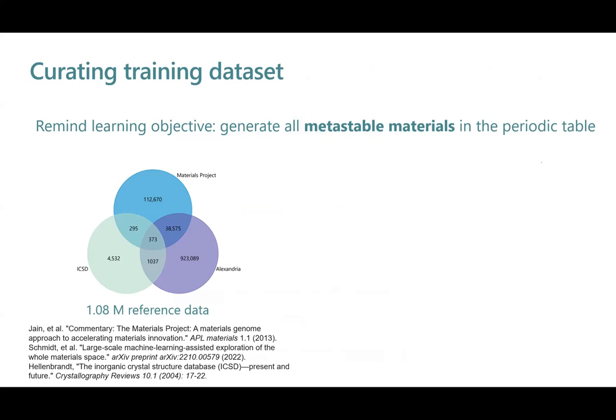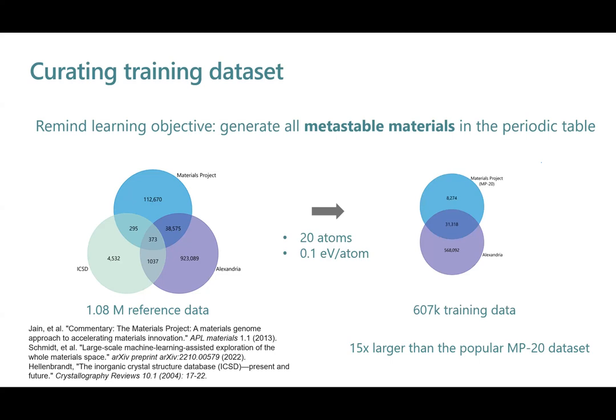One is the Materials Project, which is the most popular data set that many people use. But we added two additional sources. One is the so-called Alexandria data set, which is also open source, but they did a very big exploration that includes around a million materials. The last one is ICSD, which is a proprietary commercial database incorporating experimental materials. We do DFT on all of them, compute their energies, construct a convex hull, limit ourselves to 20 atoms, and define materials that are stable within 0.1 eV. This gives us training data of 607,000 data points, which is 15 times bigger than the very popular MP-20 data set that came only from the Materials Project.